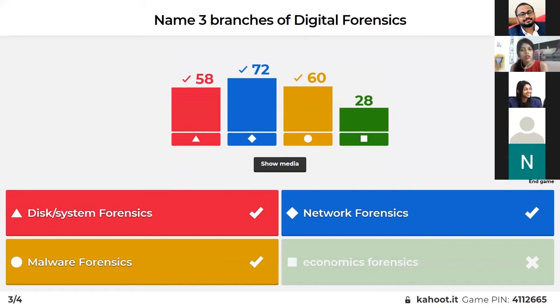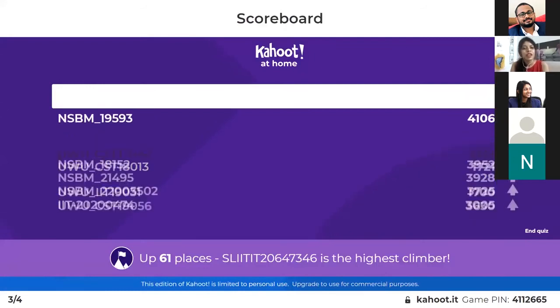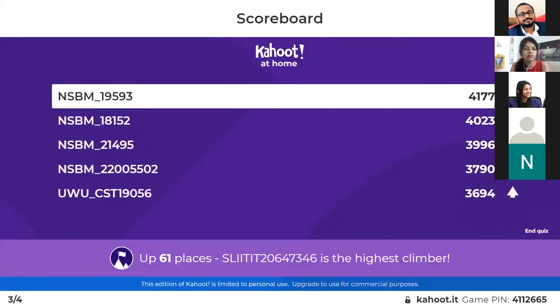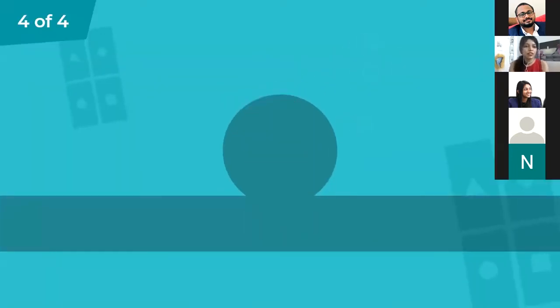Okay, so many of you have got them correct. Those are answer red, answer blue, and answer yellow. Only the wrong answer, that is economic forensics, is green. Answer green is wrong here, folks. I beg your pardon for the tongue twister. Before moving on, on the scoreboard, NSBM 19593 has secured the first place with a score of 4,177. So let's move on to the next question.